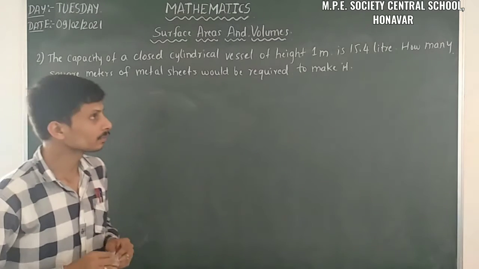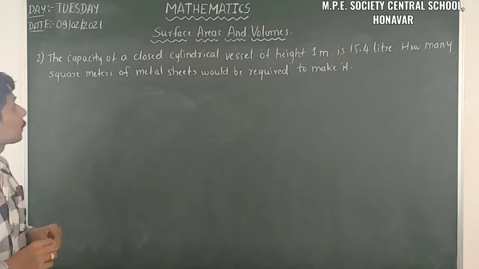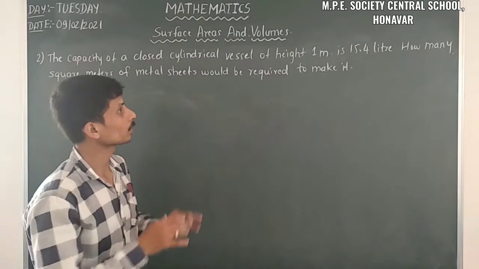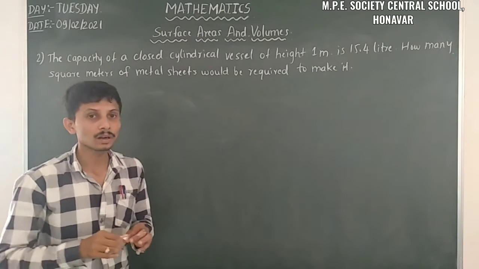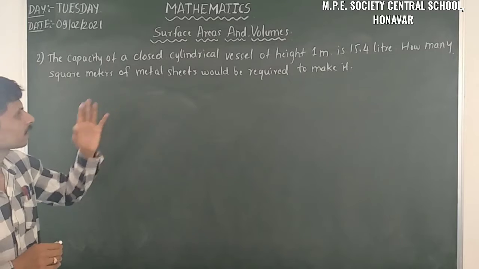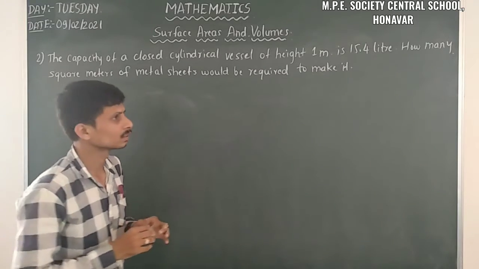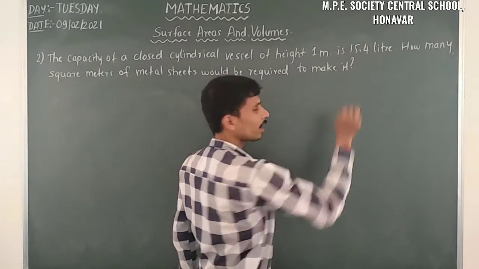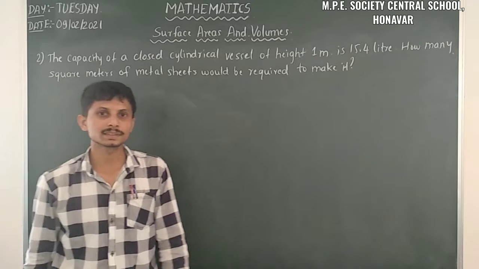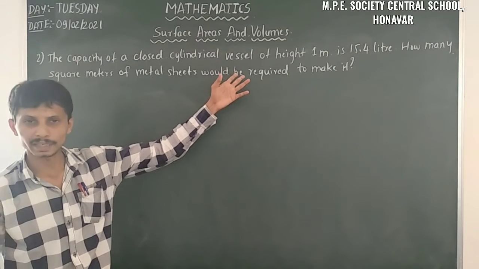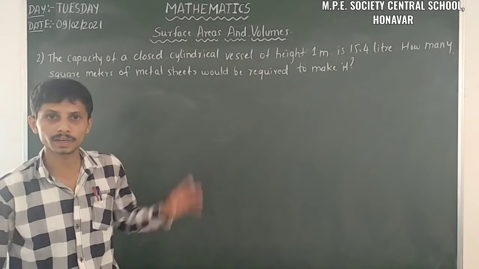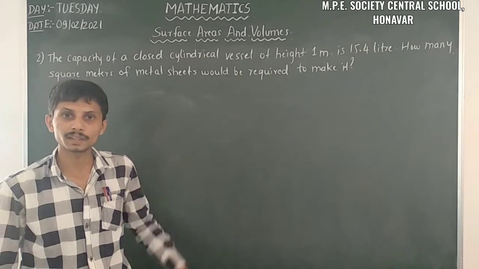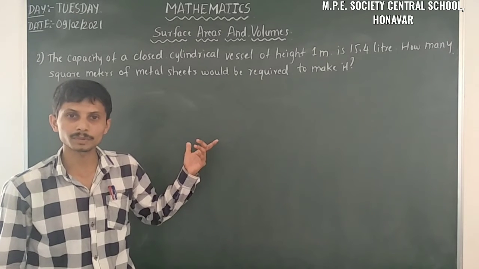Here we have the problem: the capacity of a closed cylindrical vessel of height 1 meter is 15.4 liter. How many square meters of metal sheet would be required to make it? So just observe, we have some confusion. The height and capacity are given, and here it is asked that we have to find the area.